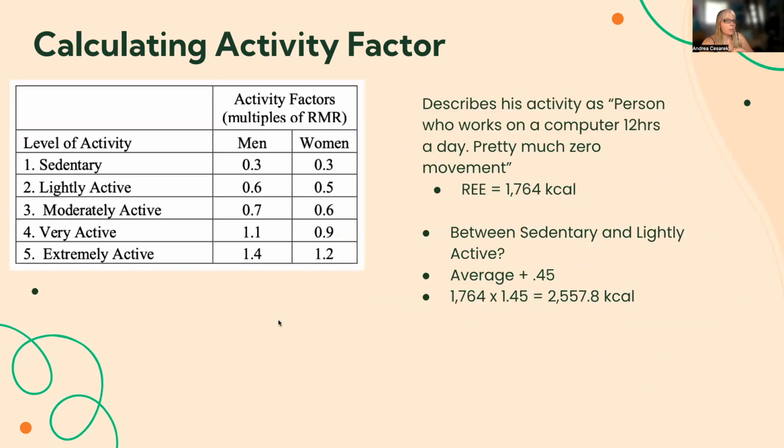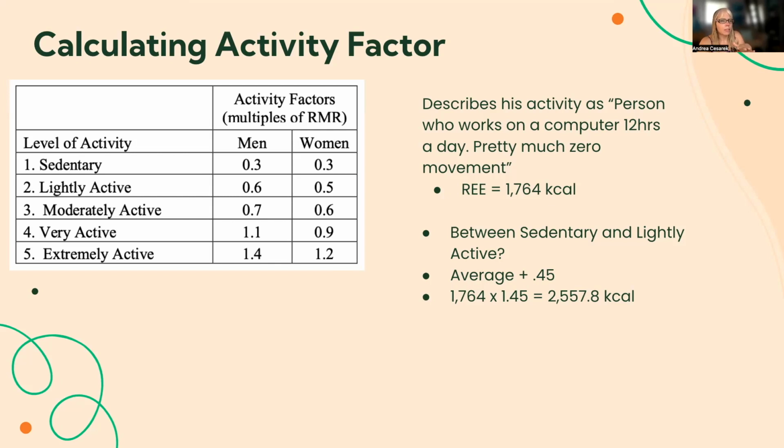Back to our example, he describes his activity as a person who works on a computer 12 hours a day, pretty much zero movement. So he's probably pretty sedentary, but I do know this person. I know he's got children and a dog, and that he does run sometimes. So I would say we're going to go between sedentary and lightly active, and we're going to do this by taking an average. If we add 3 plus 6 and divide it by 2, the average is going to be 0.45.